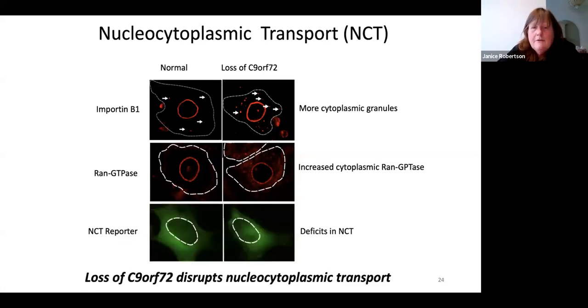And then finally, we actually measured nucleocytoplasmic transport. And this just shows here it's a gradation. There's more green here in the nucleus, and using a nucleocytoplasmic reporter, this shows that there are deficits in nucleocytoplasmic transport caused by the loss of C9orf72. So this is one of the membranes that C9orf72 seems to be involved in, and its loss is causing disruptions in the nuclear membrane.